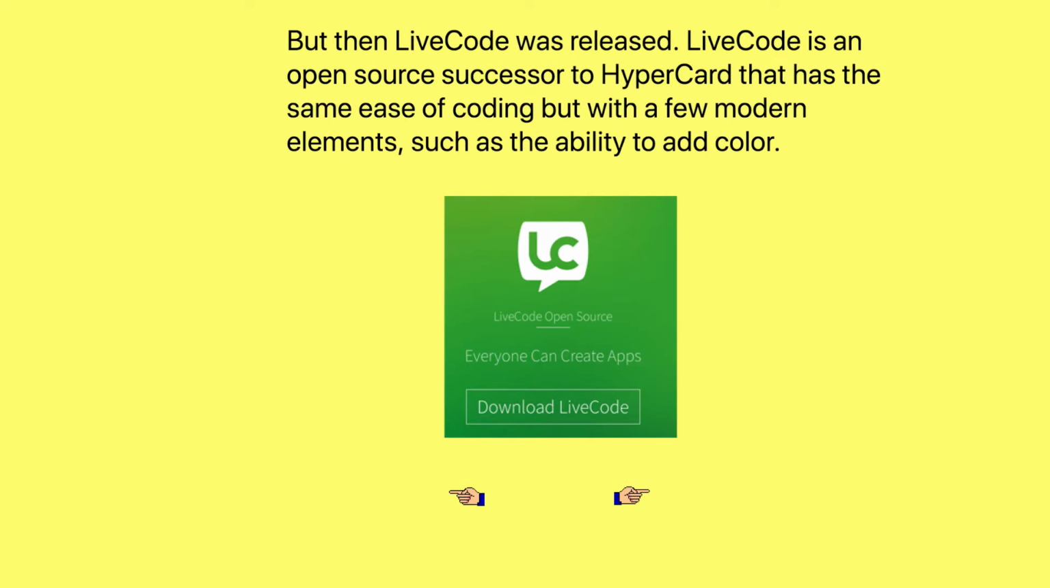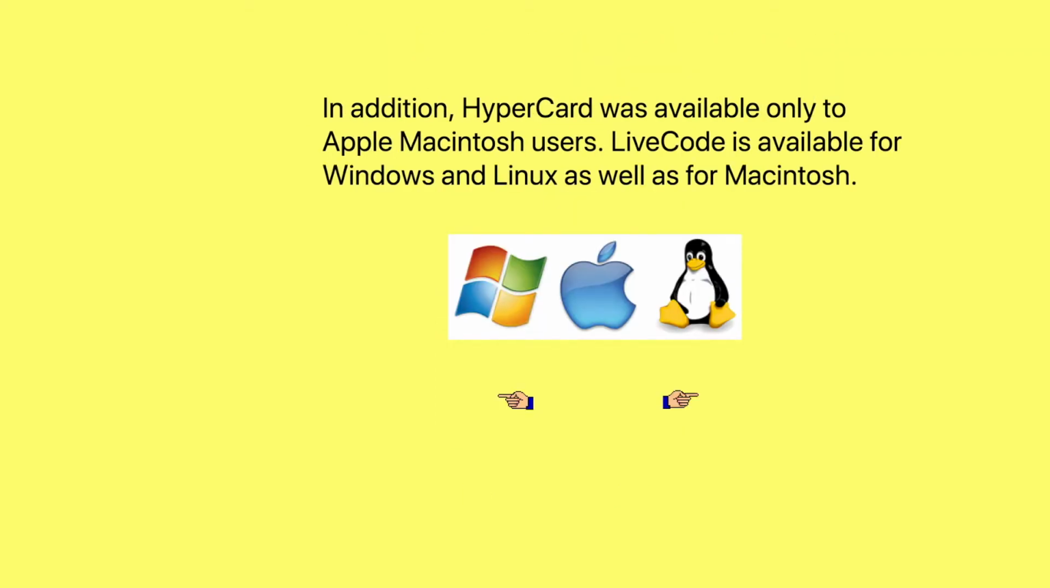But then LiveCode was released. LiveCode is an open-source successor to HyperCard that has the same ease of coding, but with a few modern elements, such as the ability to add color. In addition, HyperCard was available only to Apple Macintosh users. LiveCode is available for Windows and Linux, as well as for Macintosh.